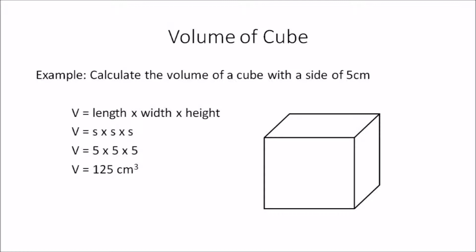So the question says the side is 5 centimeters, so we'll do 5 multiplied by 5 multiplied by 5, or you can do 5 to the power of 3, or 5 cubed. And the answer you'll get is 125 centimeters cubed. Now please note that whenever you're calculating volume, your answer will be cubed. If you have a measurement, say centimeter, meter or millimeter, your answer will have a 3 above these measurement units to denote that it's a volume calculation, that the answer is provided in volume.